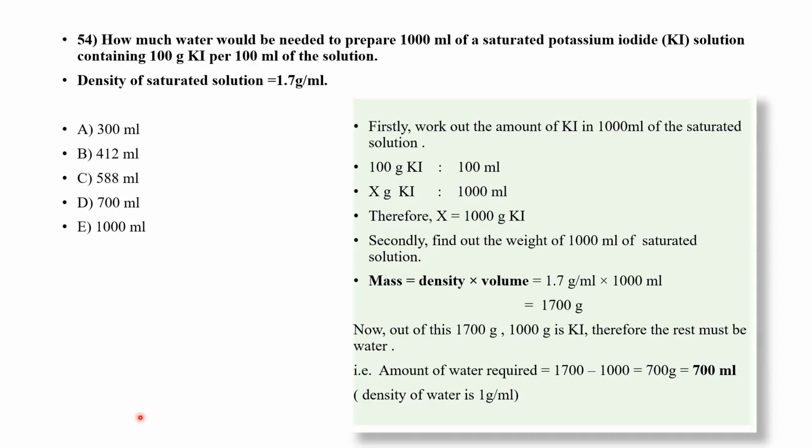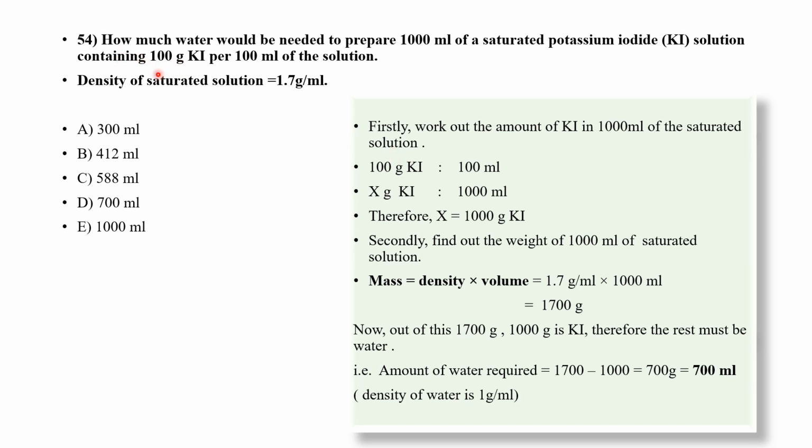Question number 54. How much water would be needed to prepare 1000 ml of a saturated potassium iodide solution containing 100 gram potassium iodide per 100 ml of the solution? Density of saturated solution is equal to 1.7 gram per ml. So here we need to calculate the amount of water required to prepare 1000 ml of a saturated potassium iodide solution. So firstly, work out the amount of potassium iodide in 1000 ml of the saturated solution.